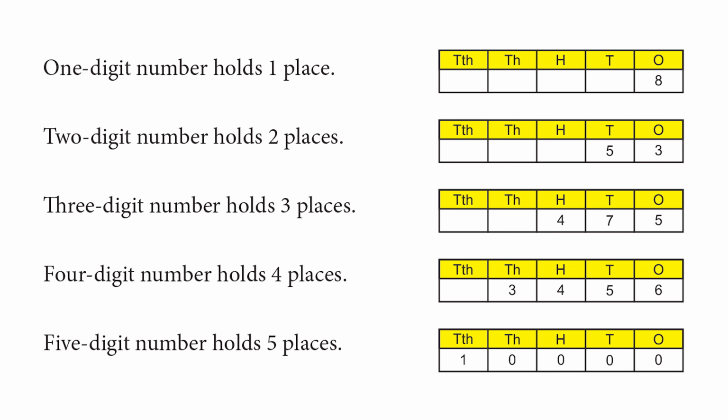Coming down to page number 55, place value house. Did you see the one digit number holds one place, a two digit number holds two places, the tens and the ones. A three digit number holds three places, 100, tens and ones, and a four digit number holds 1000, 100, tens and ones, and a five digit number holds 10 thousands.